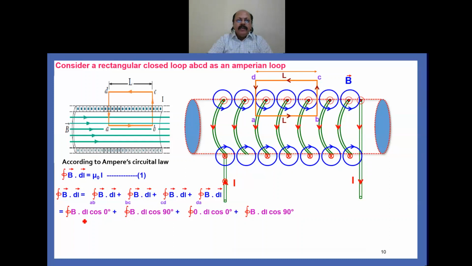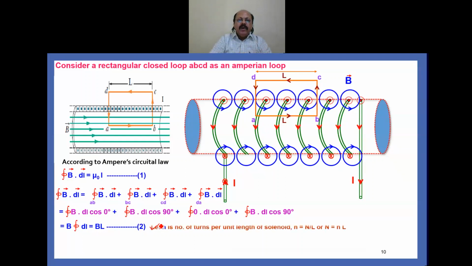Then only you will get closed integral B dl cos 0, and cos 0 is 1. So what you will get? B closed integral dl. And closed integral dl is the length of the Amperian loop, which is capital L. So write it here, BL, then mark this equation 2. Now this is the value of closed integral B vector dot dl.